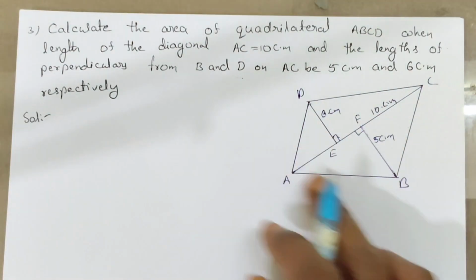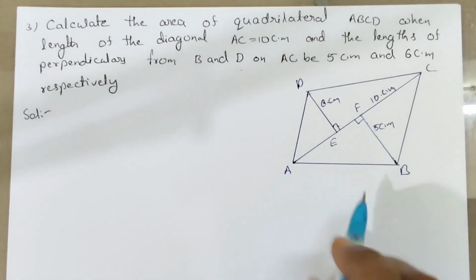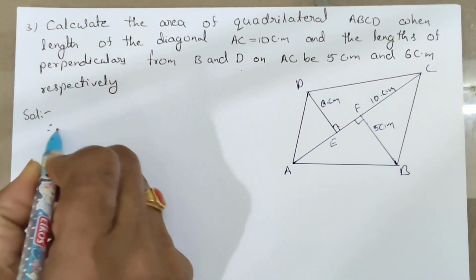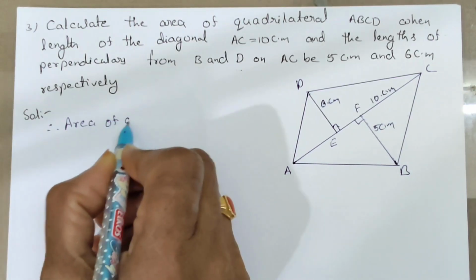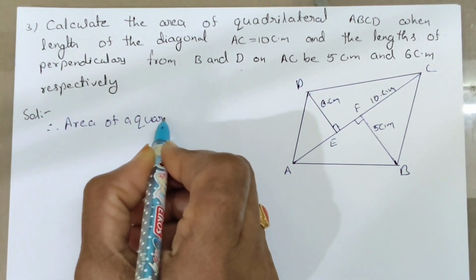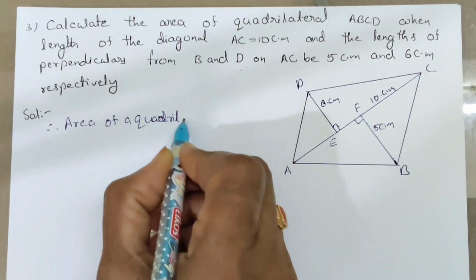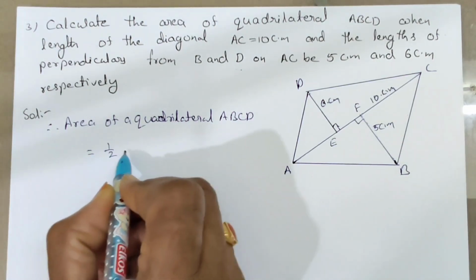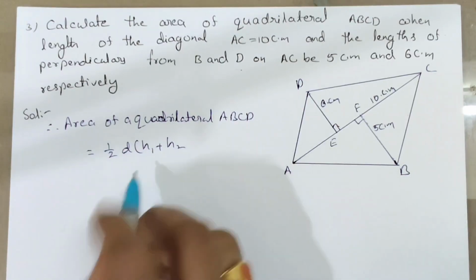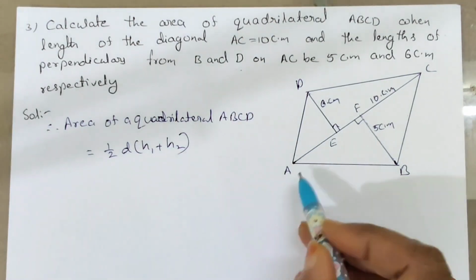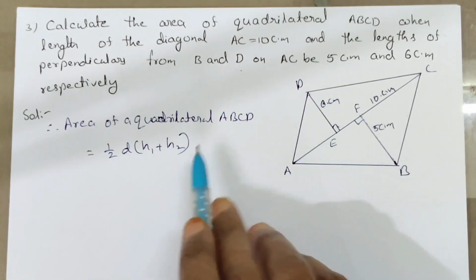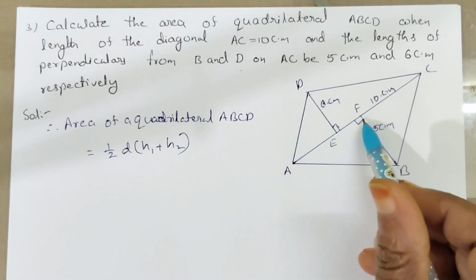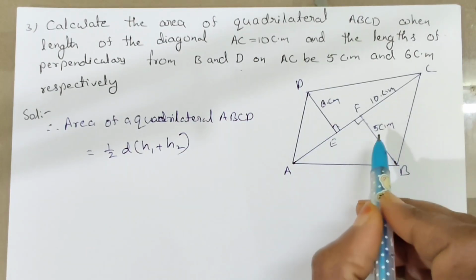So now first we find this complete area. Here we know the heights of the diagonals, so a direct formula is there. We write that formula: area of quadrilateral ABCD equals 1 by 2 D into H1 plus H2. Here D is the diagonal AC. Next, H1 and H2 are the perpendicular lines from D to the diagonal and from B to diagonal AC. These two are H1 and H2.